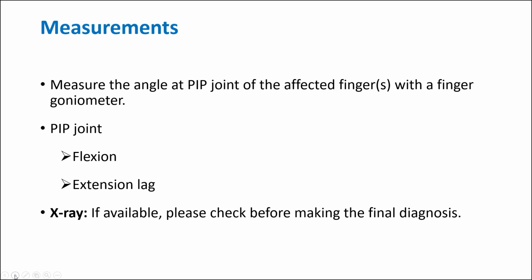The final thing in the local examination is to measure the angle of the PIP joint with a finger goniometer. You have to look for the degree of flexion, the range of flexion at the PIP joint, and also the extension lag. If there is an X-ray available with the patient, do check it before making the final diagnosis. You might get findings which are congruent with camptodactyly.